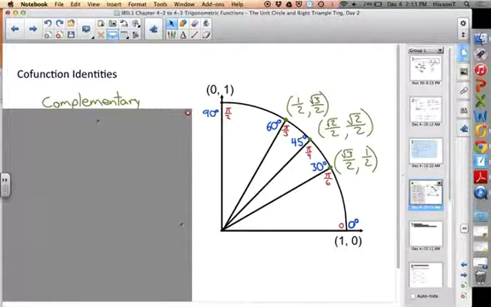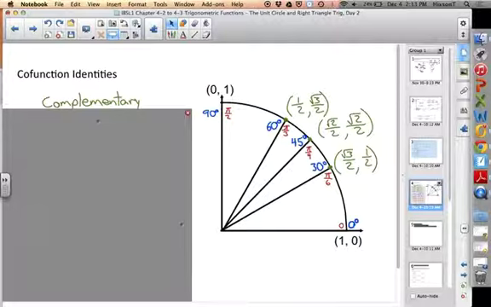What do you notice about the 30 and the 60-degree angles? Opposite, yeah, the reverse. Very good. The coordinates are simply reversed. Okay? Now, let's think about this x coordinate for the 30-degree angle. What trig function is that again? The x coordinate? That's alright. Cosine. Cosine of 30 is radical 3 over 2.